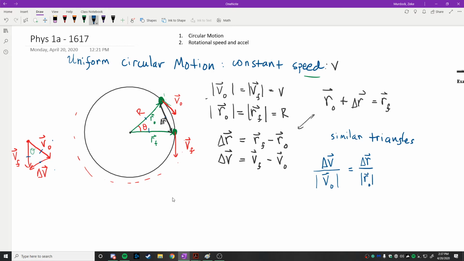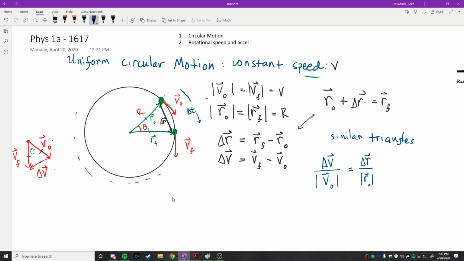That ratio, the ratio of the change in velocity to the velocity, should be the same as the ratio of the change in displacement to basically the radius, right? And I want to throw one other thing in here. Let's say that it takes the time delta t to go from here down to here. That time interval we're going to call delta t.